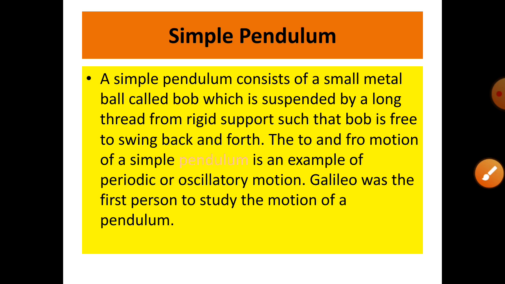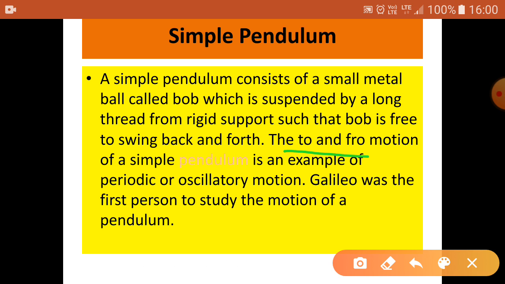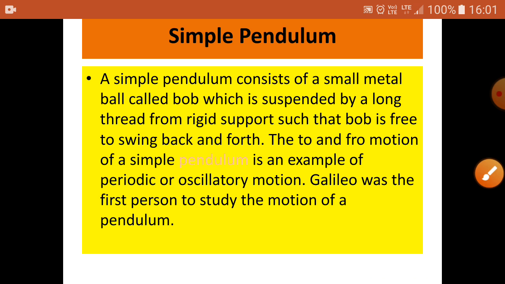Then next is simple pendulum. Simple pendulum consists of a small metal ball called bob, which is suspended by a long thread from a rigid support such that the bob is free to swing back and forth. Back and forth means to and fro. The to and fro motion of a simple pendulum is an example of periodic motion, because this is the motion which repeats itself at a regular interval of time, or we can say oscillatory motion, because oscillatory motion is to and fro motion. And Galileo was the first person to study the motion of the pendulum.